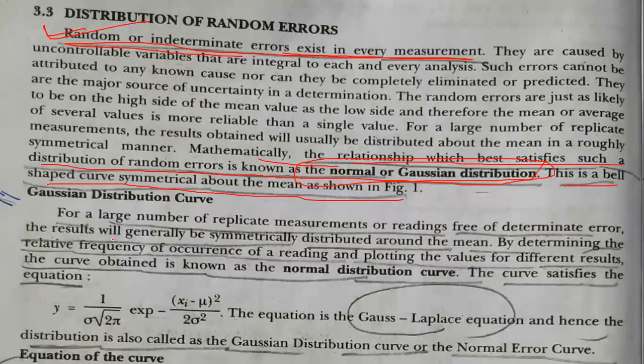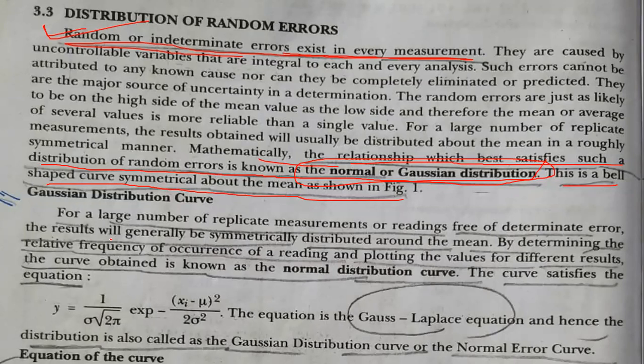See now Gaussian distribution curve for a large number of replicate measurements or readings free of determinate error, but there is a presence of indeterminate error. Okay, the result will generally be symmetrically distributed around the mean. By determining the relative frequency of occurrence of the reading and plotting the values for different results, the curve obtained is known as a normal distribution curve.